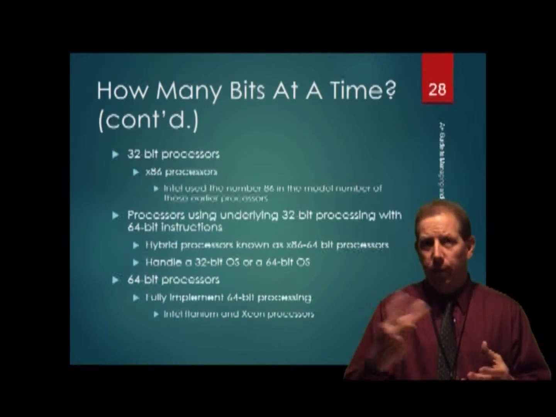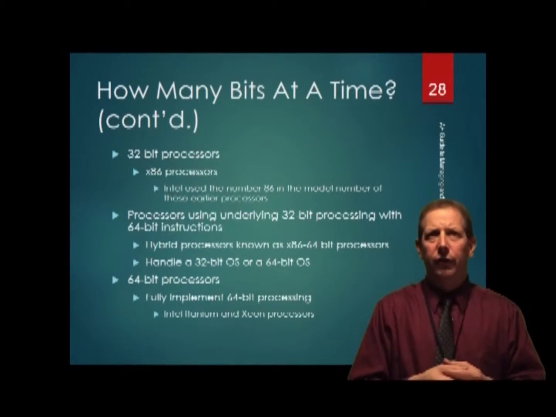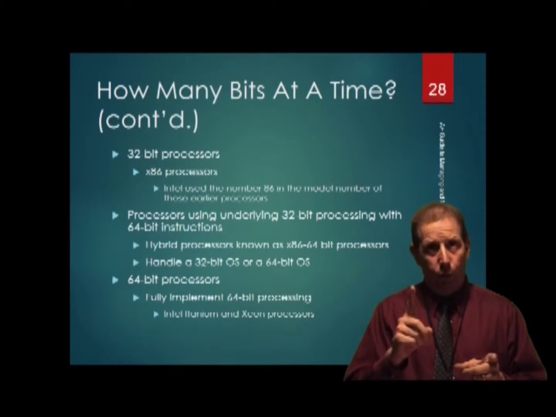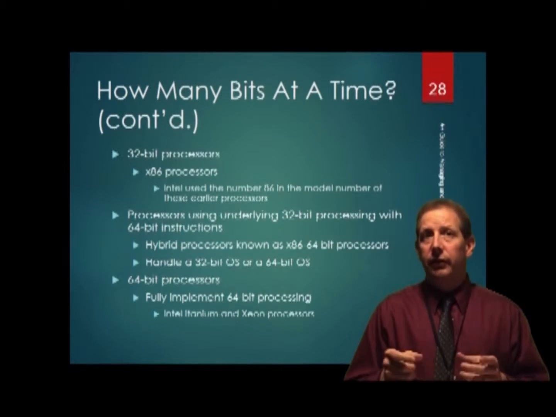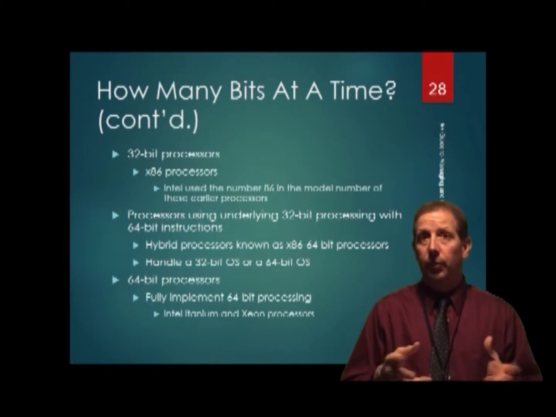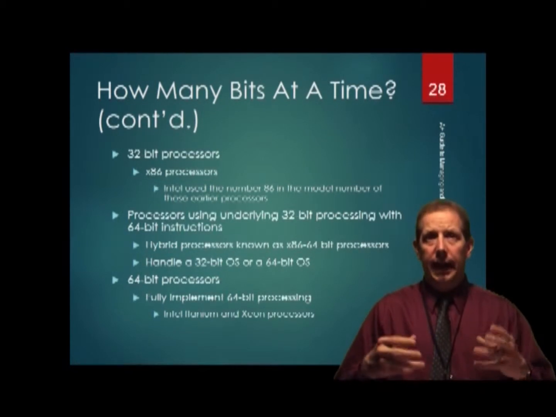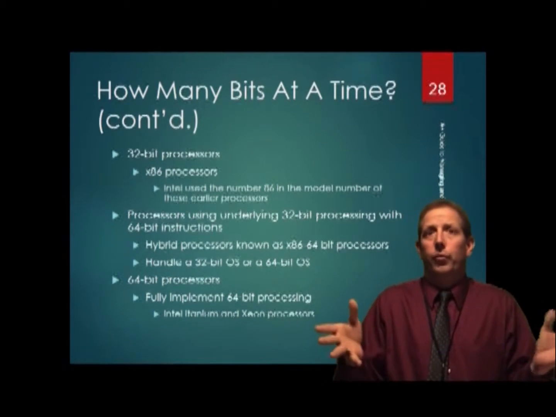32-bit processors. These are known as the x86 processors. It's important to know that because Intel used the number 86 in the model number of these earlier processors. And these processors must use a 32-bit operating system.